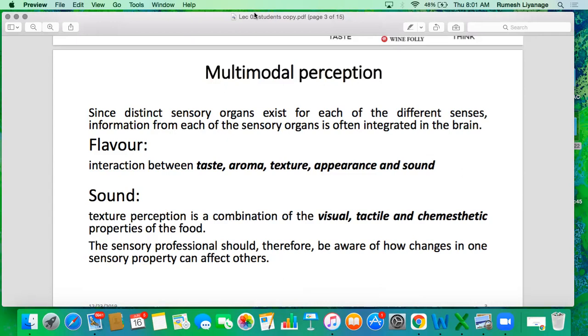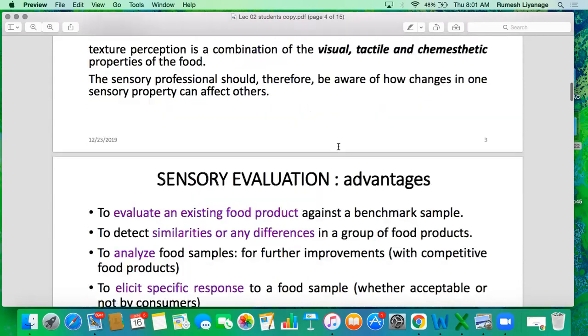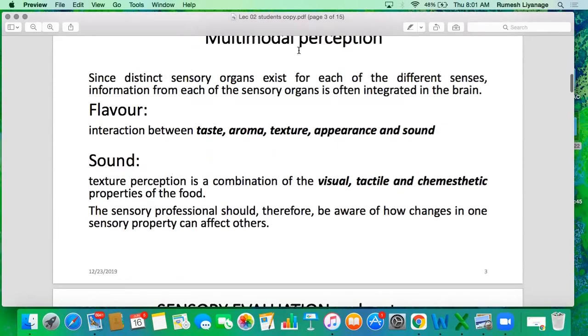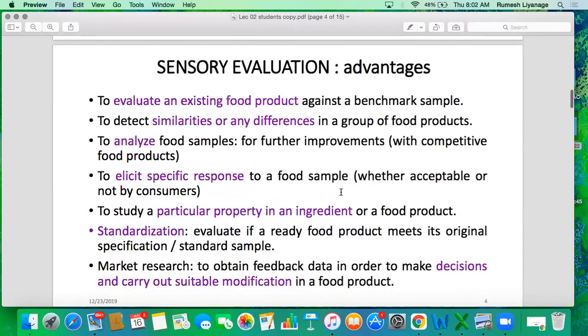With the sound, the flavor may change, and environmental factors also affect the flavor, right? Texture perception is a combination of the visual, tactile, and kinesthetic properties of the food, right? So sound is also responsible for the flavor. So it means we call it multimodal perception. So multimodal means 2 or more senses, they are working together for a particular sensory attribute, right?